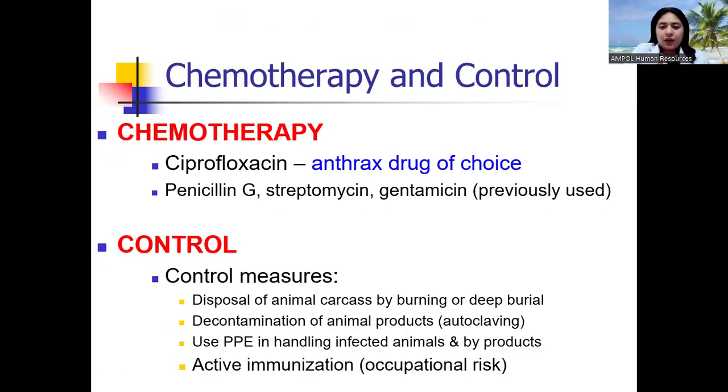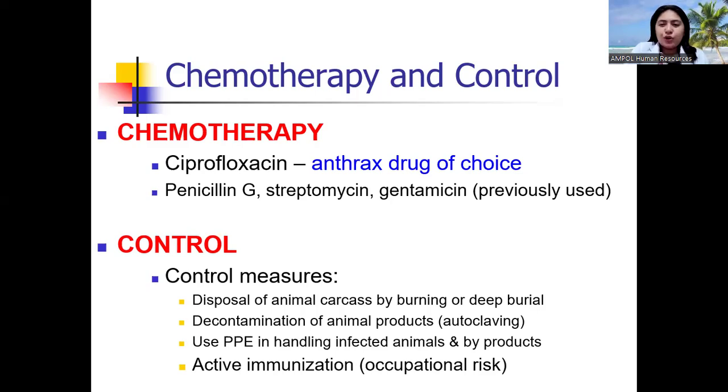So for chemotherapy and control, the drug of choice for your anthrax is ciprofloxacin. Penicillin G, streptomycin, and gentamicin were previously used. However, they developed resistance to those antibiotics. So ciprofloxacin now is the drug of choice.